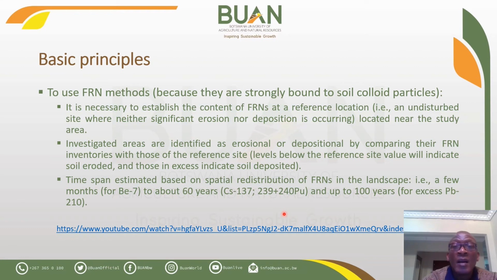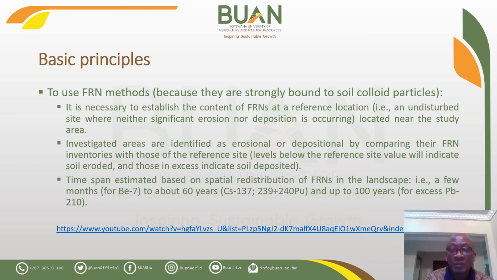And one advantage of using this is that when you couple beryllium, cesium, and lead-210 results, you are able to come up with a good time span estimation and a good spatial distribution of the history of the landscape based on their different lifetimes.